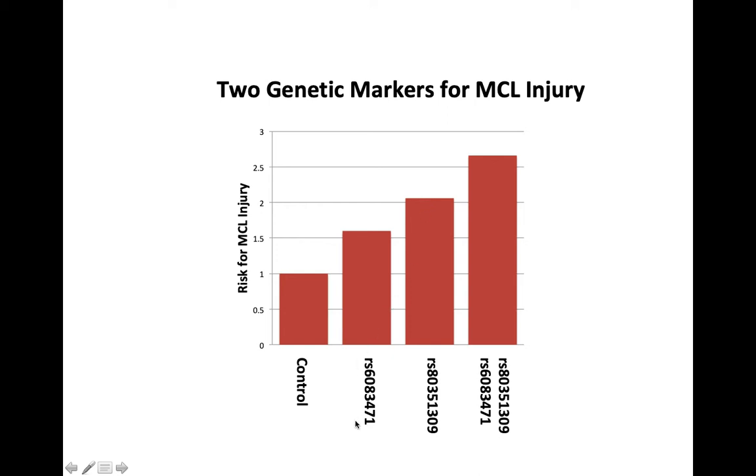If you had this other marker, which is some other spot in your DNA, you go up about 60%. Both of these markers are kind of rare, so it could happen, but it'd be very rare to have both markers, in which case we think you'll have an even higher risk of MCL injury.